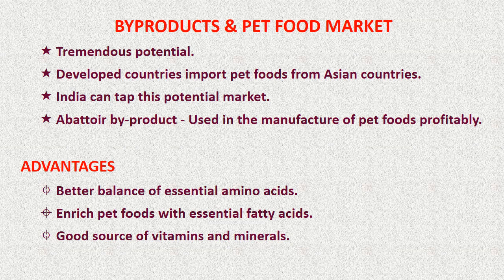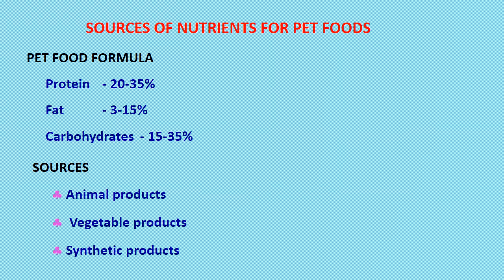The advantage here is the better balance of amino acids. All these animal origin proteins are rich in essential amino acids and essential fatty acids, and they are also a very good source of vitamins and minerals. So pets require all these amino acids, fatty acids, vitamins and minerals, which can be fulfilled through addition of byproducts in the pet food. Here briefly we will discuss the nutrient requirements and their sources for pet foods, and all this we are going to discuss in detail in byproduct processing in pet foods or use of byproducts in pet foods.